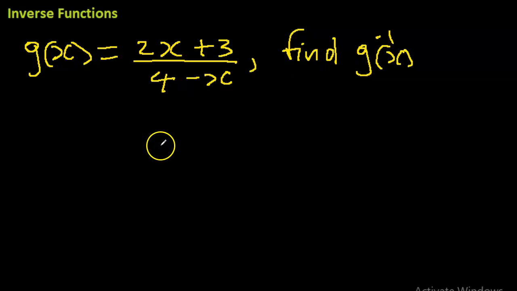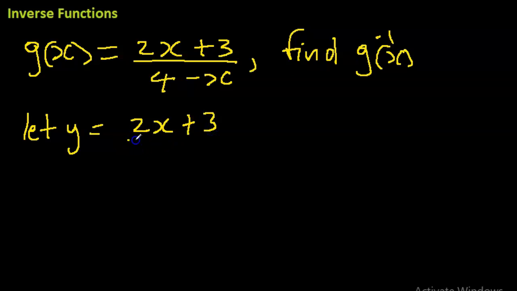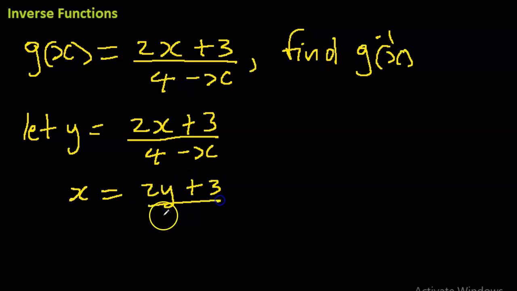So here we have another one. g of x is (2x + 3) over (4 - x). So we are asked to find the inverse. So we'll let y be equal to whatever the function is, (2x + 3) over (4 - x). And after we do that, then we interchange x and y. So where you have y, you change it with x, and where you have x, you change x to y.